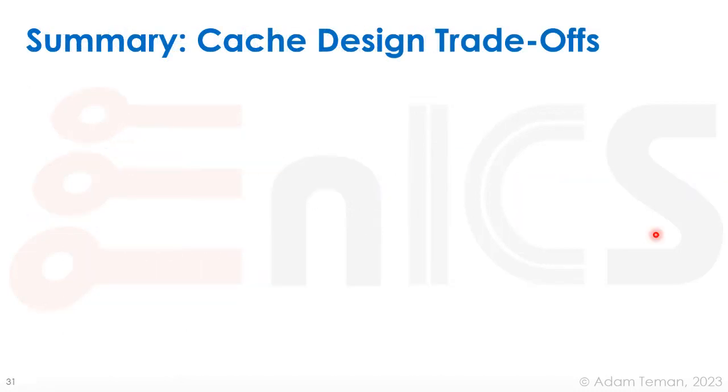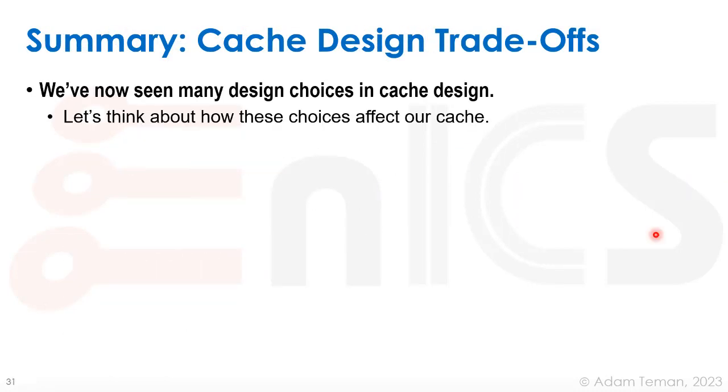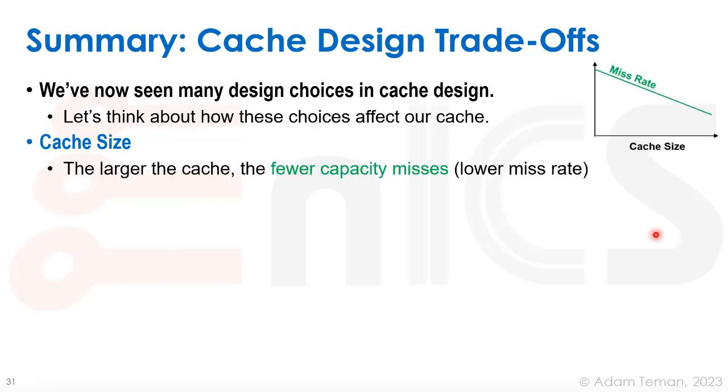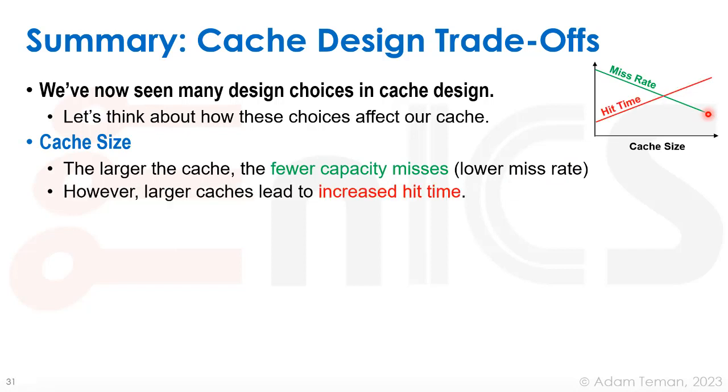So just as a summary of all these design trade-offs, we've seen many choices in the design of caches, so let's think about how these affect our cache. Let's start with cache size. The larger the cache, the fewer capacity misses we're going to have. Again, if the cache was infinite, we would have no capacity misses, and this is good because it lowers the miss rate. But on the other hand, larger caches increase the hit time, so we have to trade these two things off, of course.